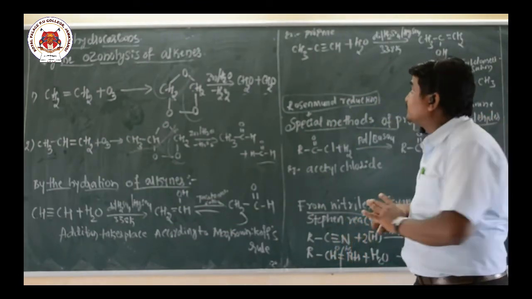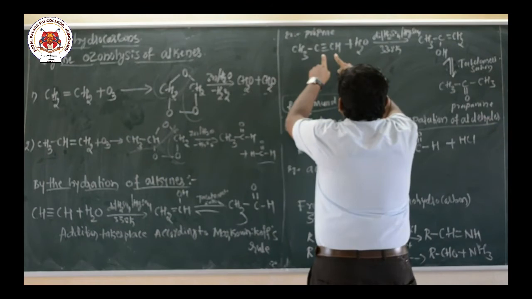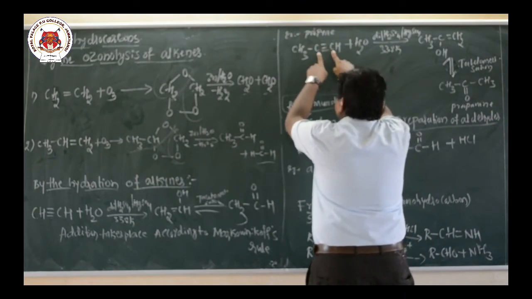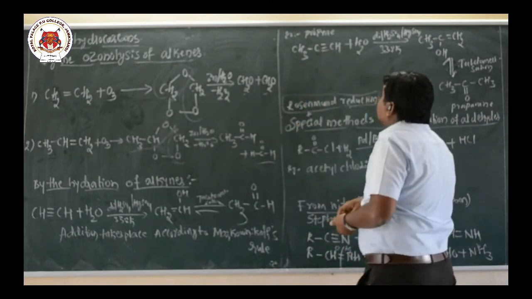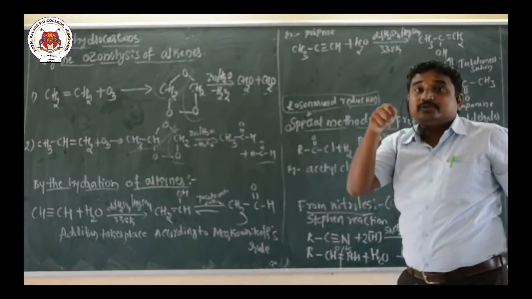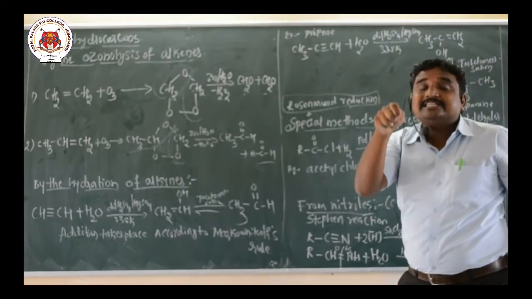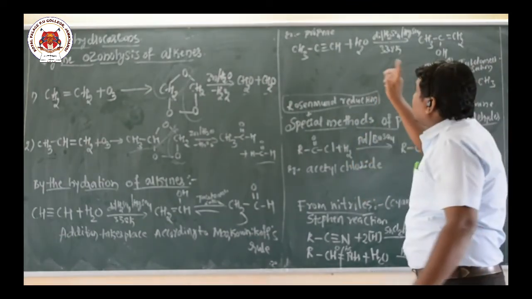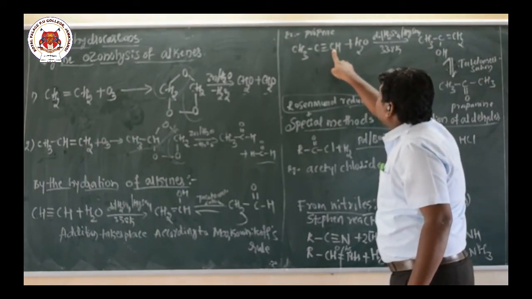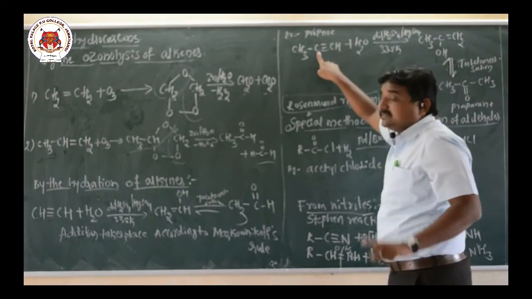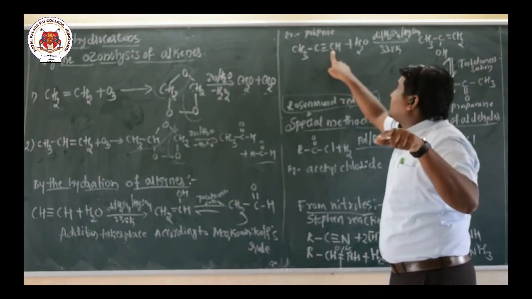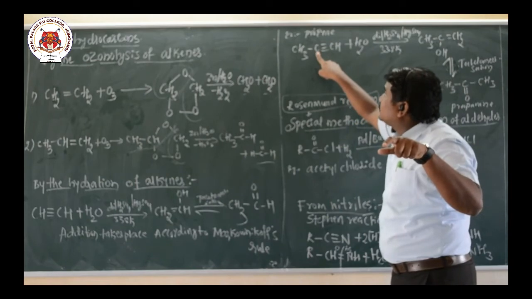So the thing is, you have to add hydrogen and OH groups to these carbons only, the carbons containing the triple bond. And according to Markovnikov's rule, hydrogen you have to add to the carbon atom where there is a maximum number of hydrogen atoms. Now here two carbon atoms are there, and this one carbon has one hydrogen atom, and this other carbon has no hydrogen atoms. Hence the hydrogen is added to this carbon atom and the OH group is added to this carbon atom.